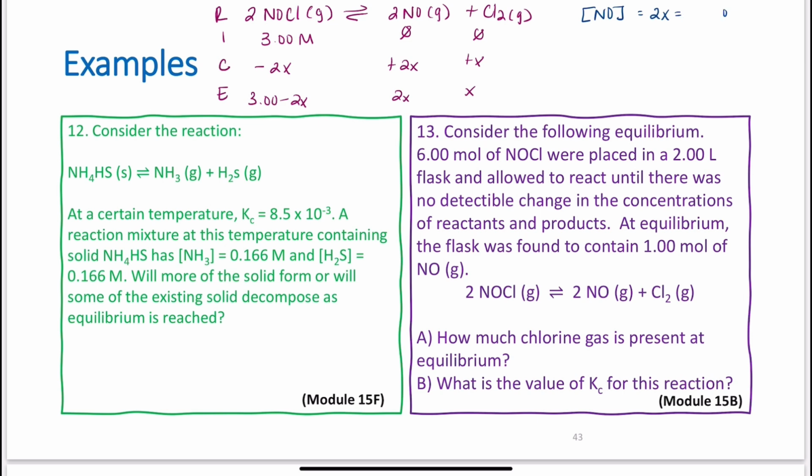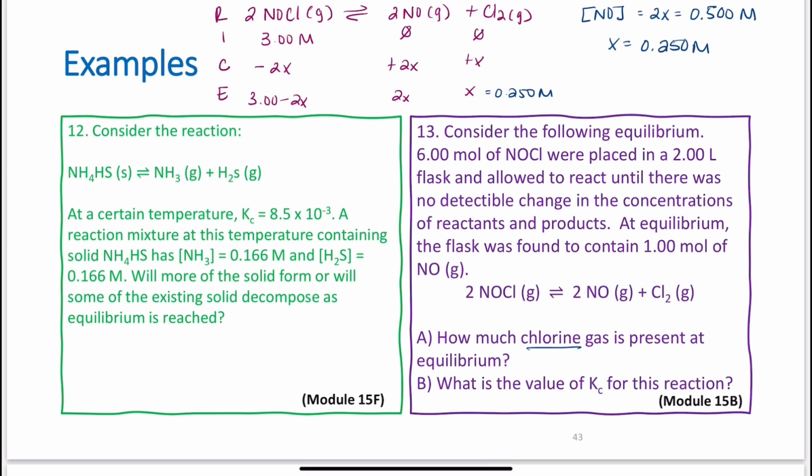I need to write that so you can read it, 0.5 molar. Because again, 1 mole in a 2-liter flask is 0.5 molar. But that tells me my x value is 0.250 molar. So how much gas is present at equilibrium? Depends on which one I want to look at. How much chlorine gas is present? 0.250 molar. What is my Kc value?